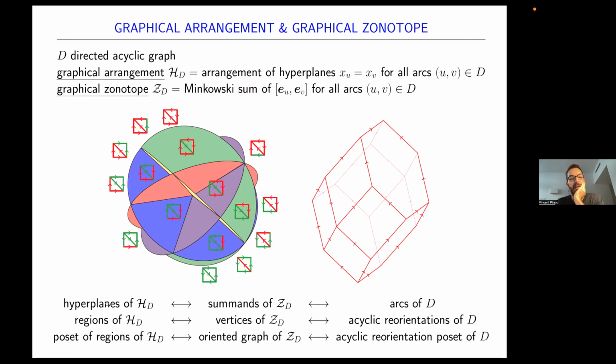Again, the hyperplanes on the left correspond to the summands, the edges which I'm summing on the right, so they correspond to the arcs of the directed graph. The regions on the left correspond to the vertices on the right, and they correspond to acyclic orientations of my graph. And the poset of regions, which I haven't told you about yet: you pick an initial region corresponding to your directed acyclic graph, and you orient everything from this region to the opposite region. So it's the same as orienting your graphical zonotope in a linear direction from the vertex corresponding to this acyclic graph D to its opposite, and what you get is precisely the acyclic orientation poset. So this acyclic orientation poset that I was looking at is just the poset of regions of this arrangement.